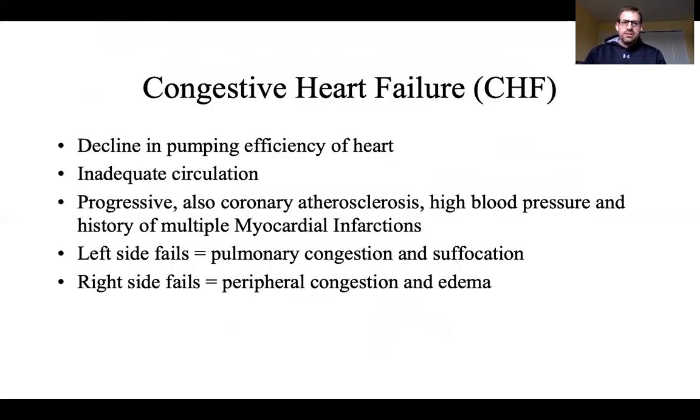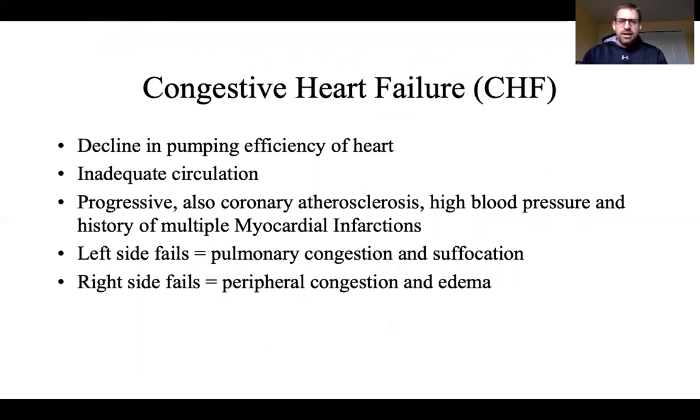So congestive heart failure is what we call a decline in the pumping efficiency of the heart. So it's not pumping as well as it should be, and that leads to an inadequate circulation of blood through the body. Your cardiac output goes down.